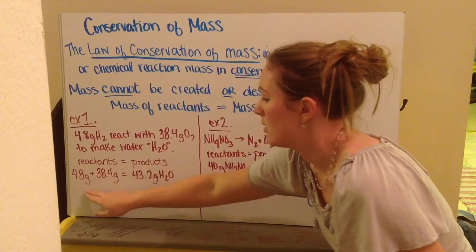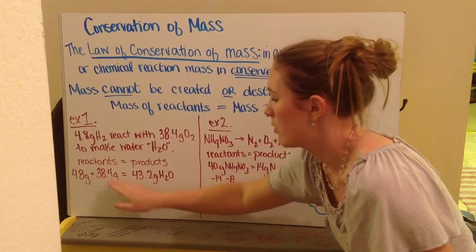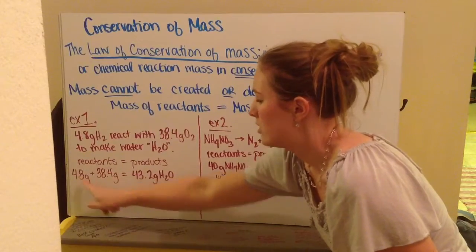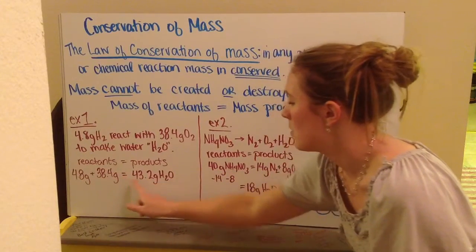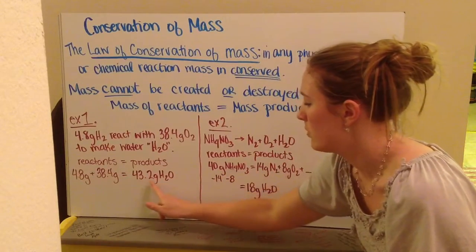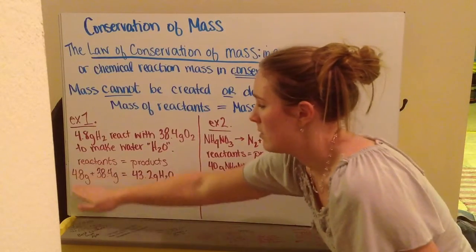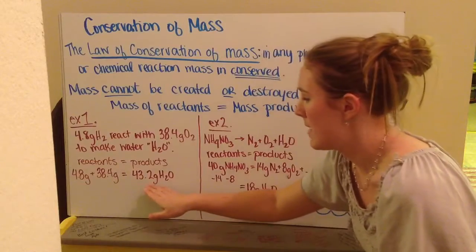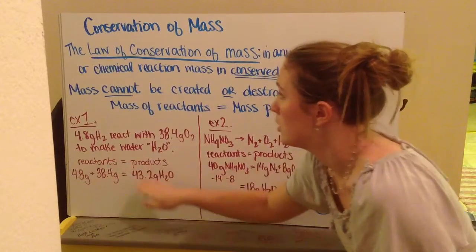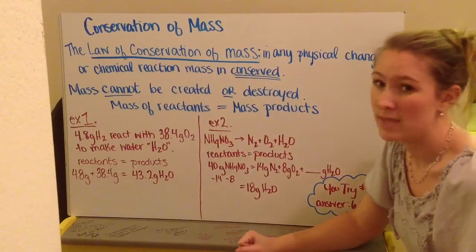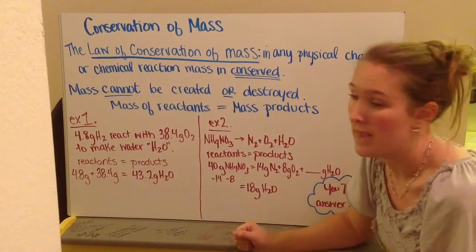Therefore, 4.8 grams plus 38.4 grams of my reactants, my H2 and O2, has to equal my products of 43.2 grams of water. So since the mass of my reactants equals the mass of my products, this proves that the law of conservation of mass is true. And you'll eventually do a lab on it as well.